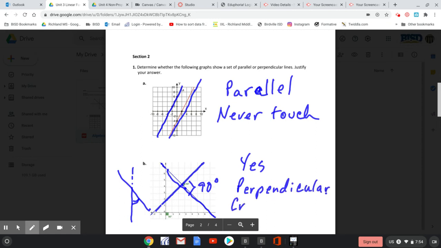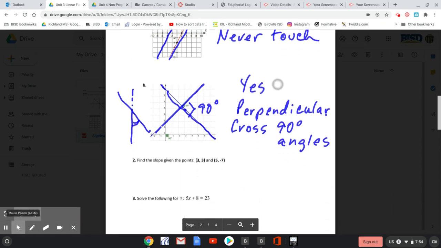So yes, they are perpendicular. So they cross at 90-degree angles. Let's see what else we have.